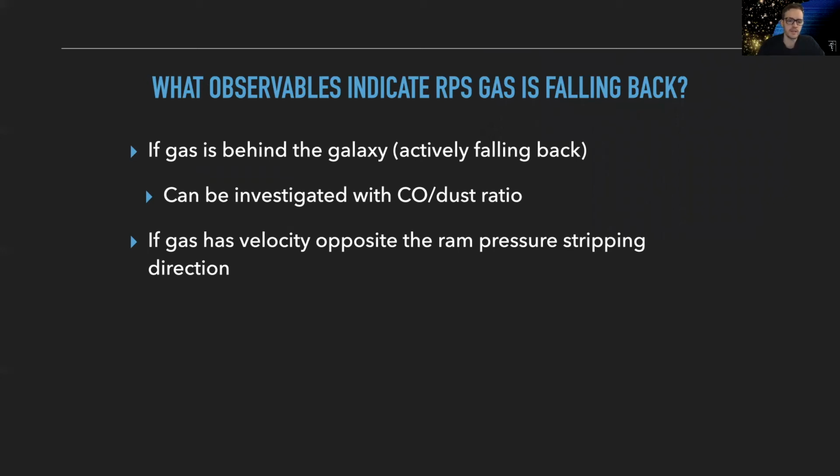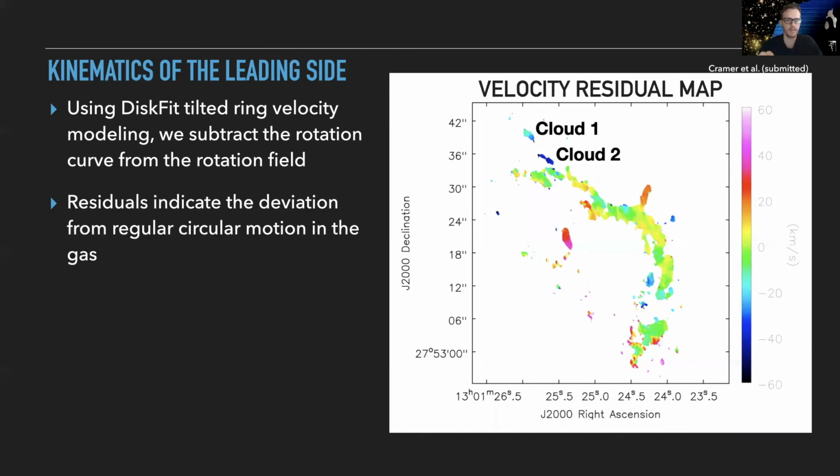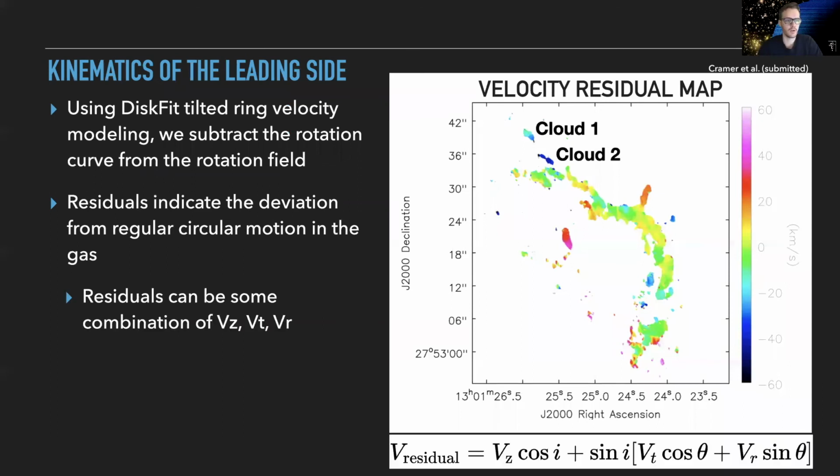If the gas has a velocity opposite the direction of ram pressure stripping, then it's falling back. In this case, the gas should be blue shifted in our observations, although it's a little more complex than that. So to investigate the kinematics, we used DiskFit to fit the rotation curve of the galaxy. This allows us to just look at the residuals with respect to what would be normal rotation. The residuals indicate the deviation from the regular circular motion.